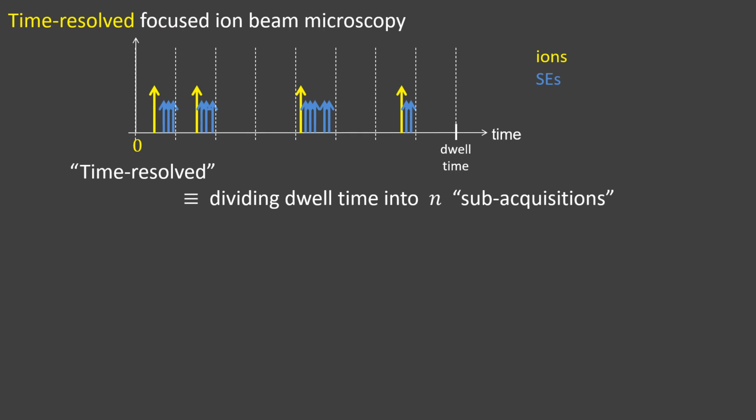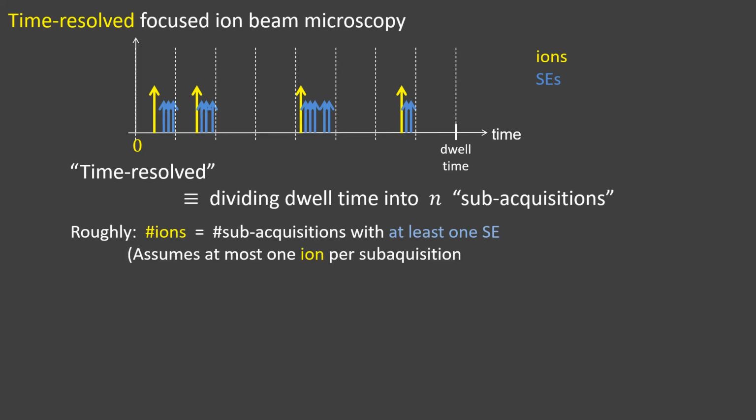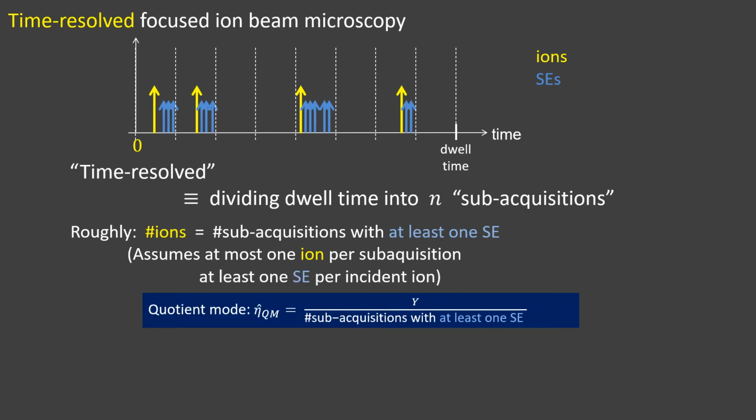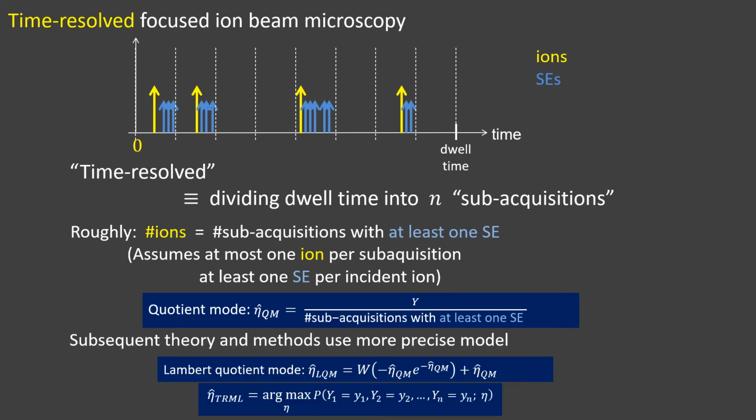What we mean by time-resolved measurements is to divide our total dwell time into several sub-acquisitions. When the sub-acquisitions are short enough, we can say roughly that the number of incident ions is the number of sub-acquisitions with at least one SE. This is based on assuming at most one ion per sub-acquisition and at least one SE per incident ion. It gives us an estimator, eta QM.